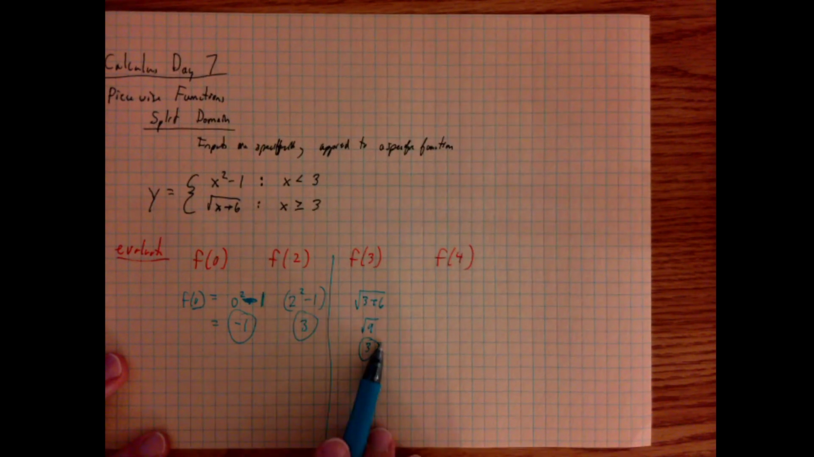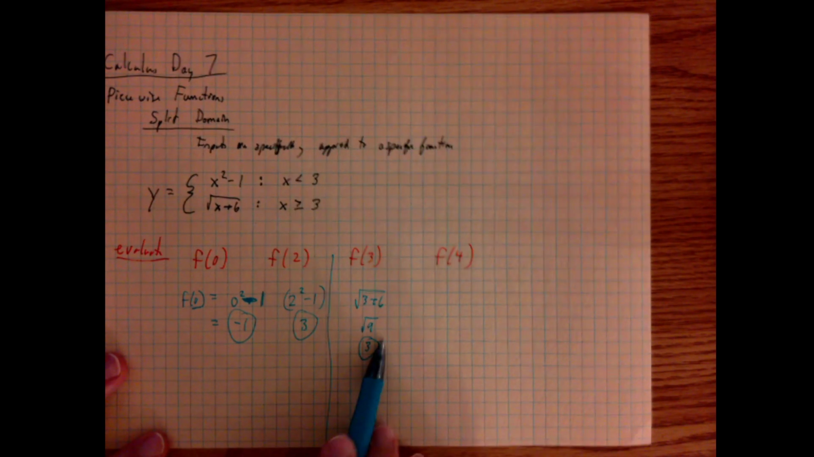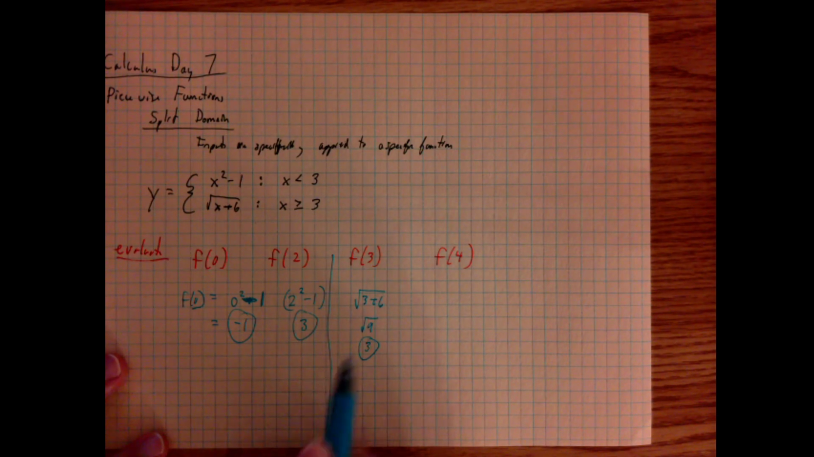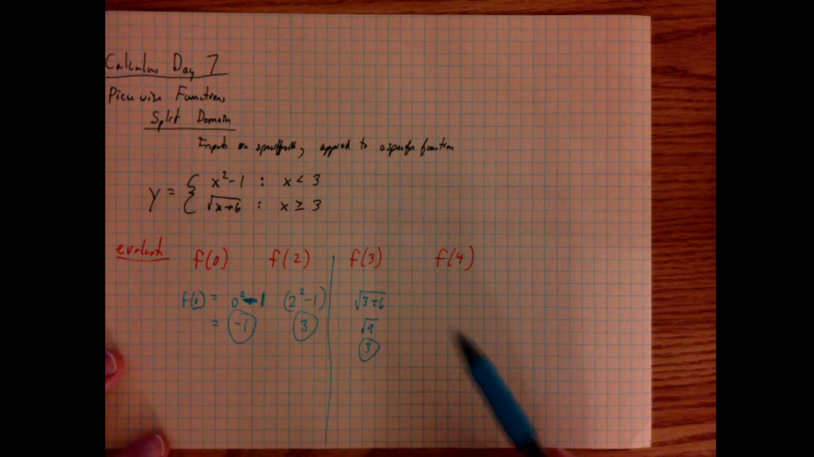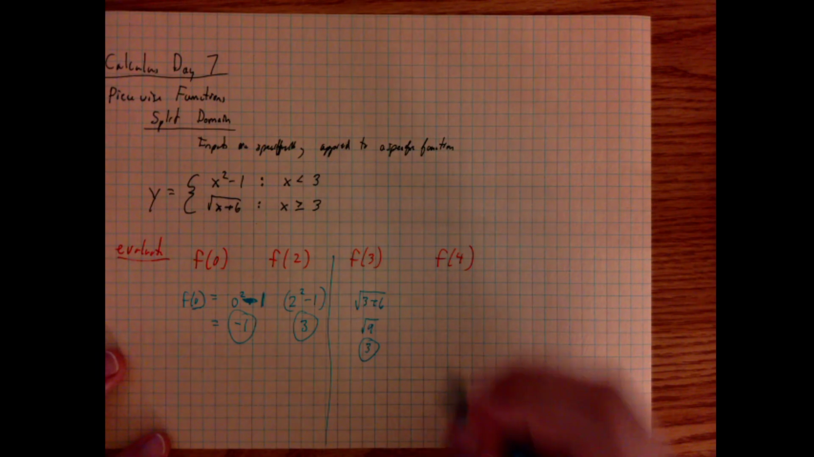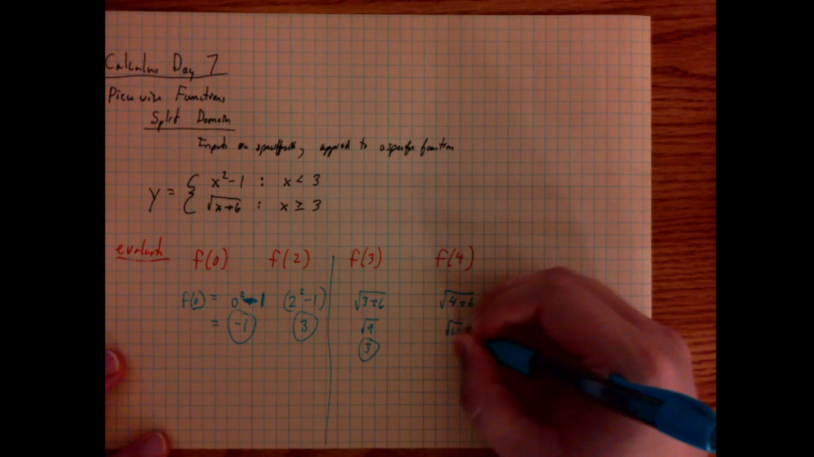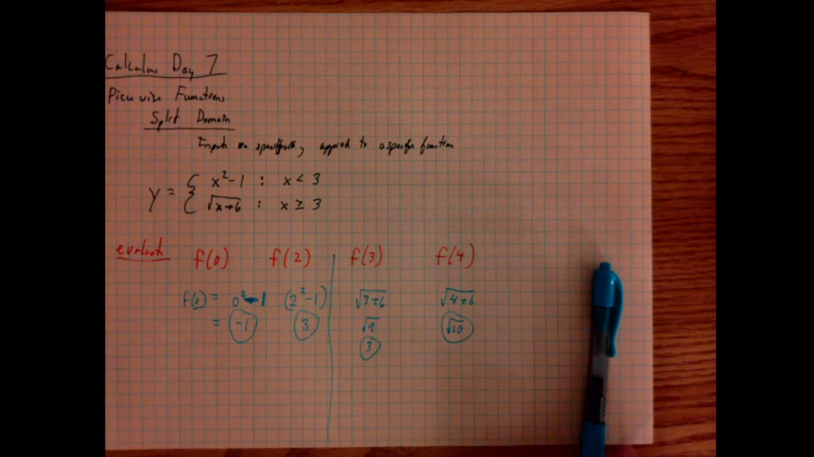The fact that these are the same doesn't mean anything. This just means that f of 2 and f of 3 have the same value. That happens more often than you could possibly imagine. It's a coincidence. Ignore the fact that they're the same. This could have been any number. In fact, f of 4 is also only in the bottom one's domain, so we plug it in, square root of 4 plus 6, which would be the square root of 10, which is a decimal.